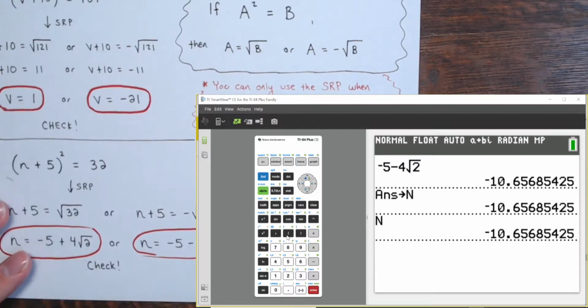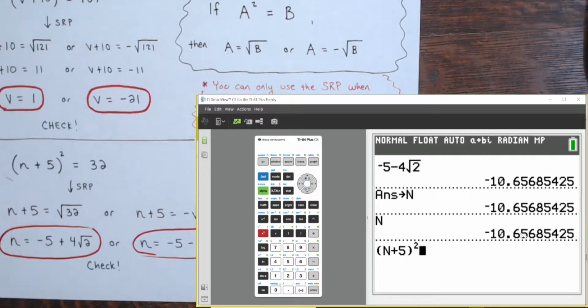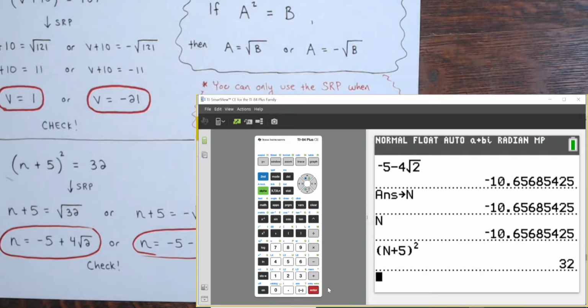We have the quantity n plus 5 squared. And this time n is the value of -10.656854, and hopefully this gives me 32, the other side of the equation. And look at that, it does.